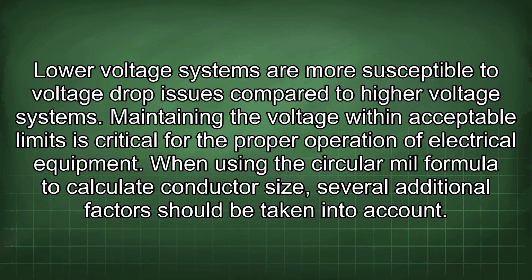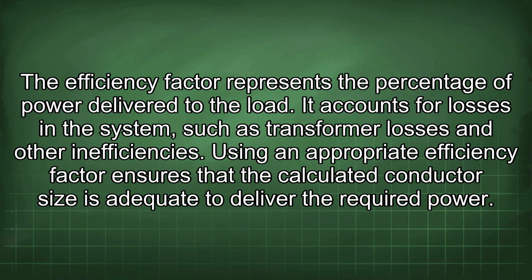When using the circular mil formula to calculate conductor size, several additional factors should be taken into account. The efficiency factor represents the percentage of power delivered to the load. It accounts for losses in the system such as transformer losses and other inefficiencies. Using an appropriate efficiency factor ensures that the calculated conductor size is adequate to deliver the required power.